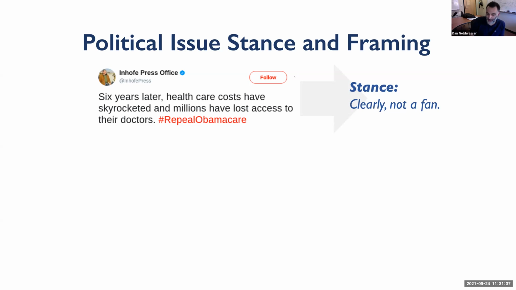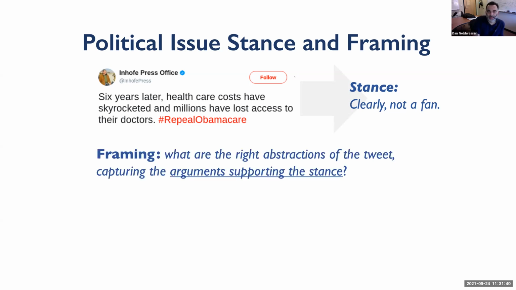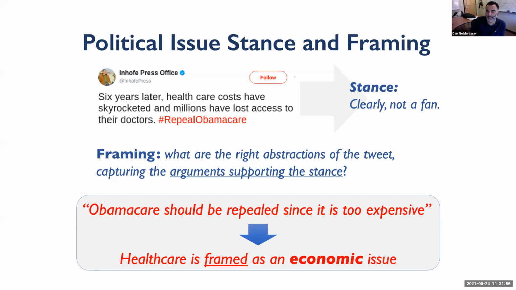Well, clearly not a fan of Obamacare, that is easy. But if you would like to find the reason why, or the argument that they're making, we can rely on framing theory as an abstraction of that argument that supports the stance. For example, "Obamacare should be repealed since it is too expensive" is the explicit argument that this person is making. Capturing the fact that it was framed using the economic issue is an abstraction of the argument that's being made, and an abstraction that can be reused across several different topics to capture the correlation between frame usage and the type of stance that people would have.